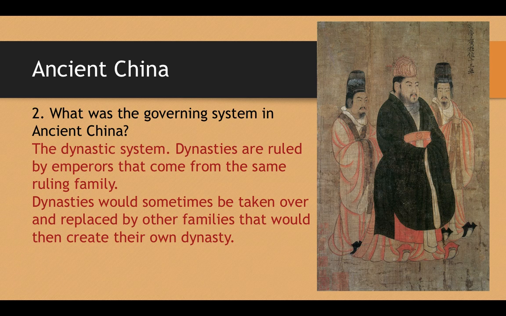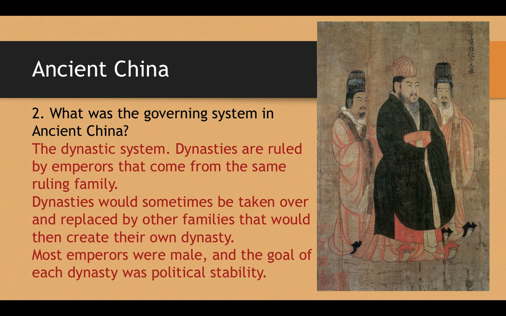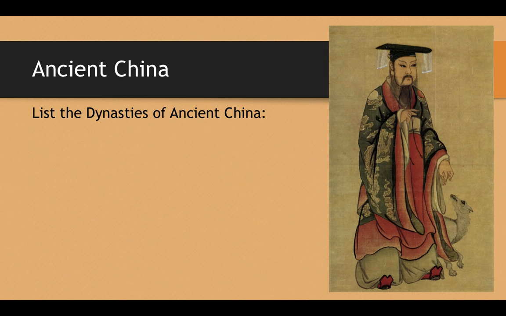So you had several different dynasties in ancient China, but the same dynastic system. Most emperors were male, like most world leaders in general, and the goal of each dynasty was political stability. They did not want war, they did not want strife or turmoil in their country while they were ruling. They always wanted things to be stable. So here we're just going to list really quickly the dynasties of ancient China.